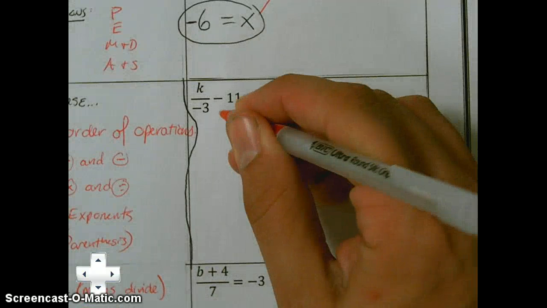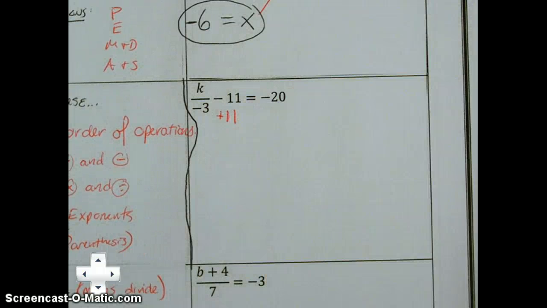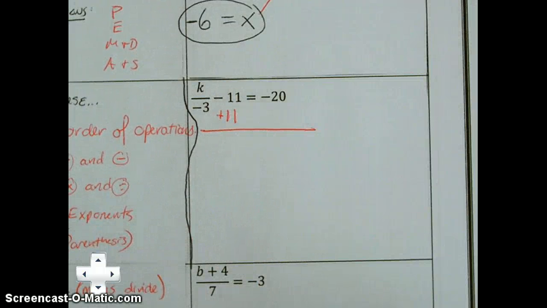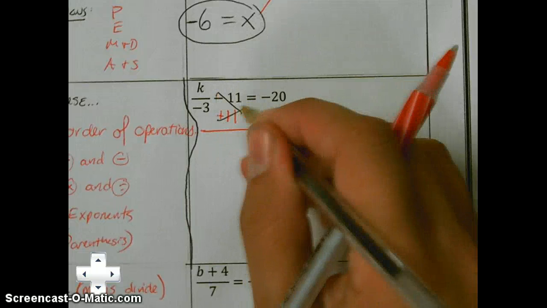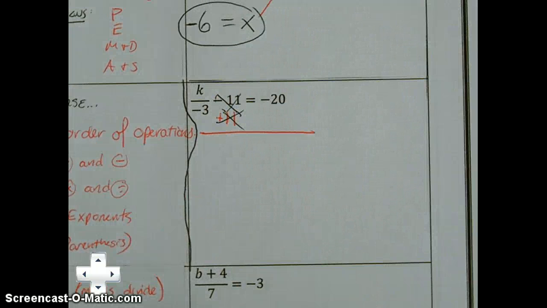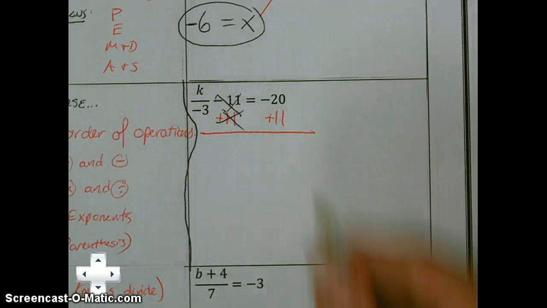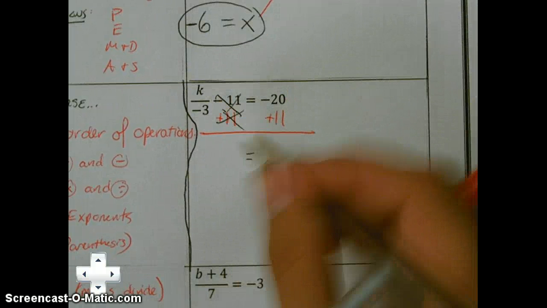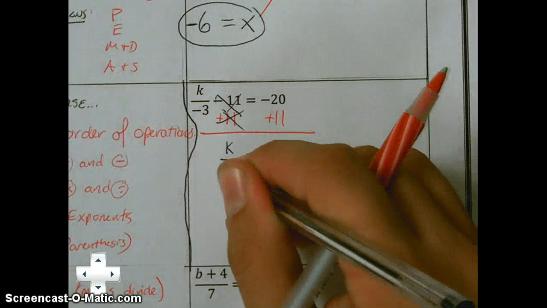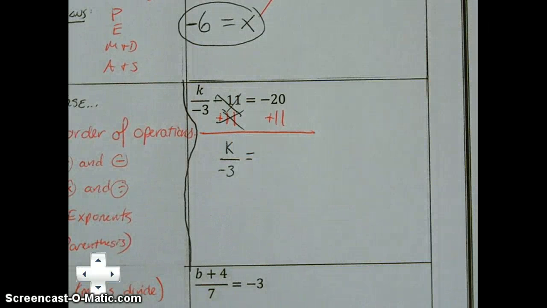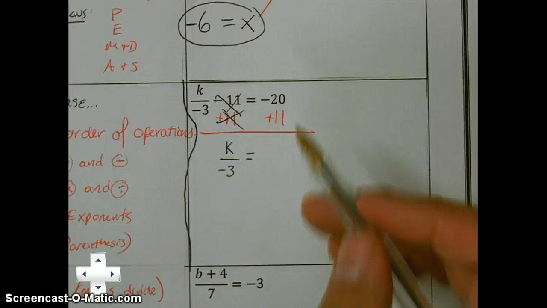First, we have to get rid of this negative 11. So what's the opposite of minusing 11? It's to add 11. If I add 11, the 11s cancel out, right, which is good. But what do I have to do to the other side? Also add 11. So what do we have left? K over negative 3. Okay? How about the right side?